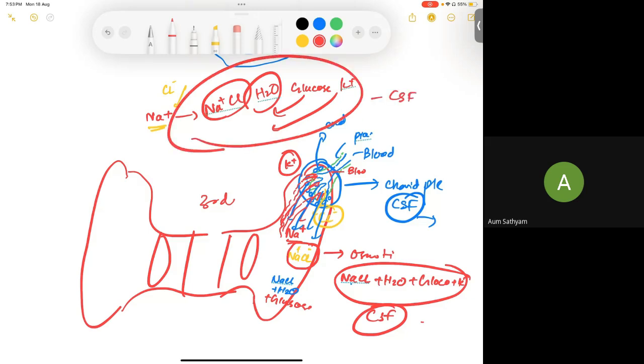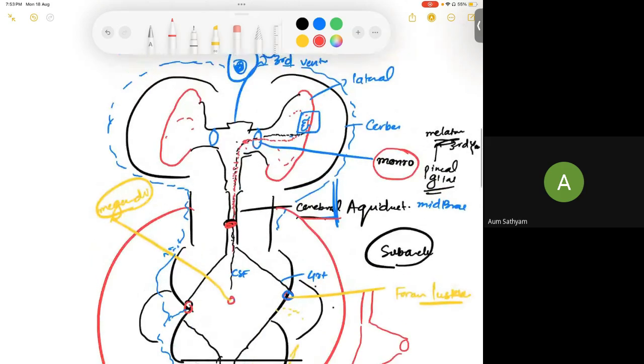That's so simple. CSF is basically a mixture of NaCl, glucose and potassium. We can even make CSF in our home as well. Just take some salt, take some glucose, take some potassium, and you have a clear, watery fluid, which is going to be your CSF.